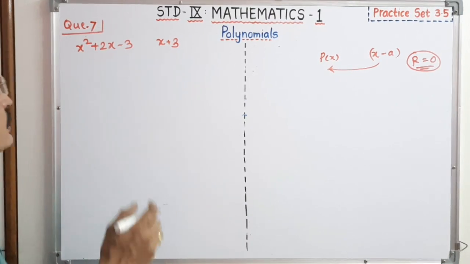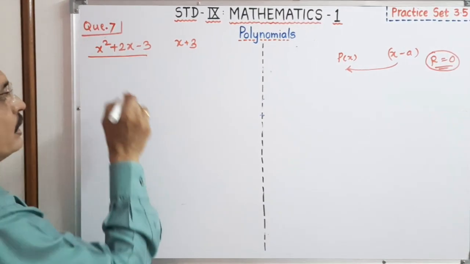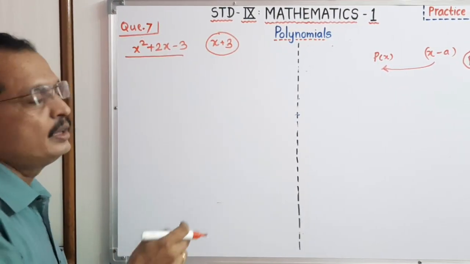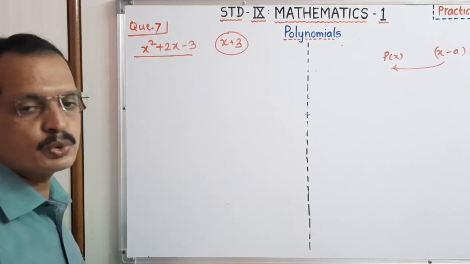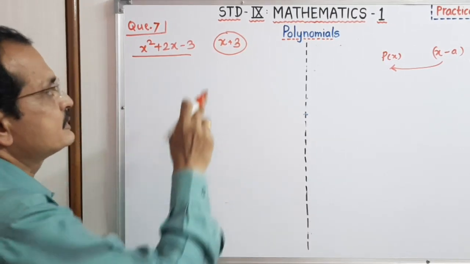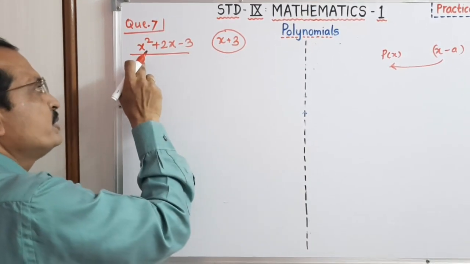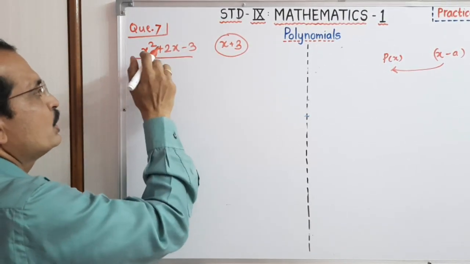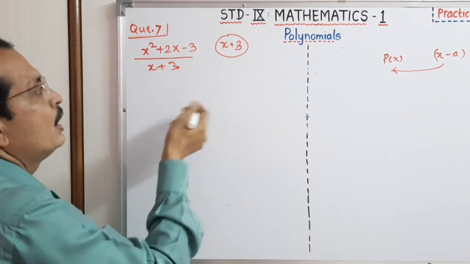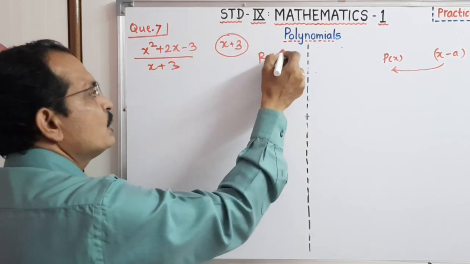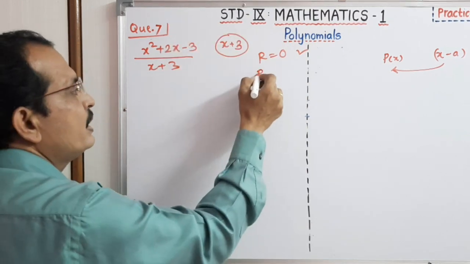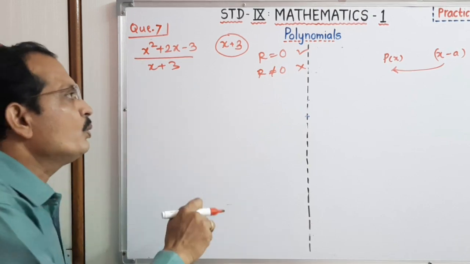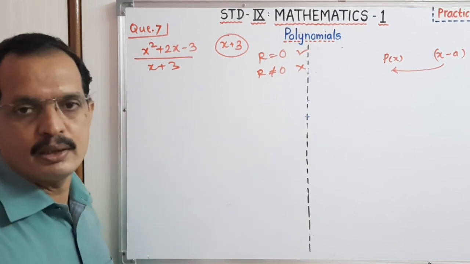Therefore, dear student, see here, in this polynomial, we have to decide whether this x plus 3 is a divisor of x square plus 2x minus 3 or not. This x plus 3 is a factor of this polynomial or not. For that purpose, we have to divide this polynomial by x plus 3. After division, if remainder is 0, then it is a factor. If remainder is not equal to 0, it is not a factor. Got it? Now that means we have to find out the remainder.